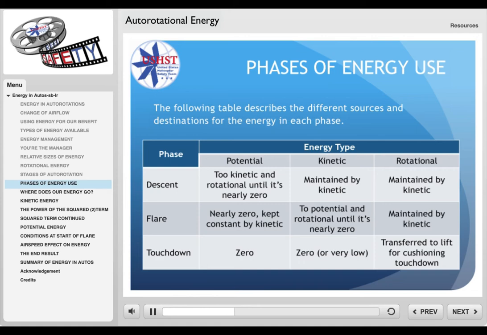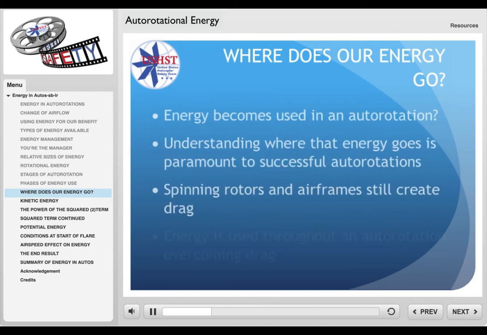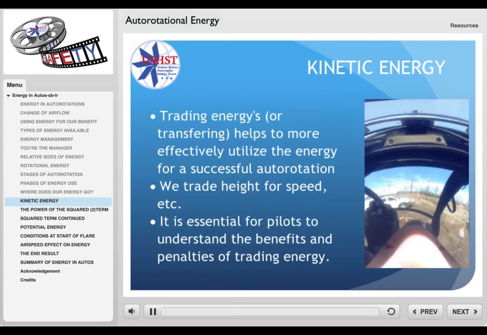This table describes the different sources and destinations for the energy in each phase of the autorotation. Since energy can neither be created nor destroyed, where did it all go? Well, into overcoming the drag of the rotor blades and the drag of the airframe during your descent. The reason for transfer of energy from one type to another is to get more kinetic energy by sacrificing height, so we better know what the various benefits and penalties are.